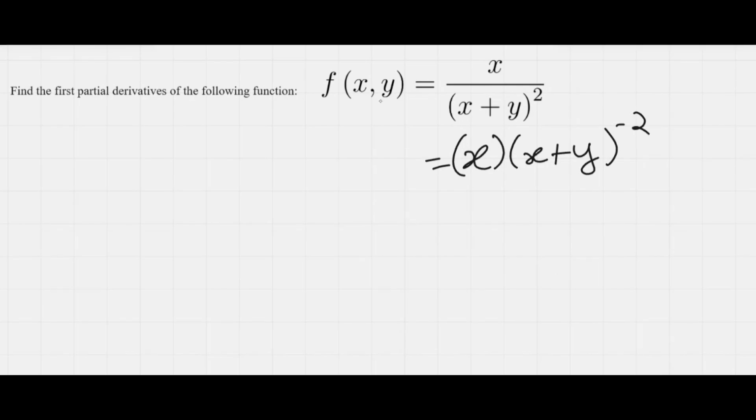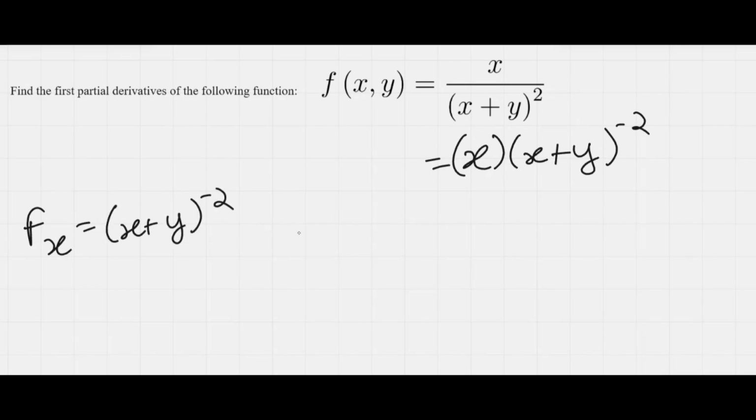So first, let's find the partial derivative with respect to x. And immediately, I can see that we can use the product rule. So let's say that f sub x is going to be equal to, and now for the product rule, we first find the derivative of the first part of the expression, and then the second part. The derivative of x is just 1, and so we can write (x plus y) to the power of negative 2.